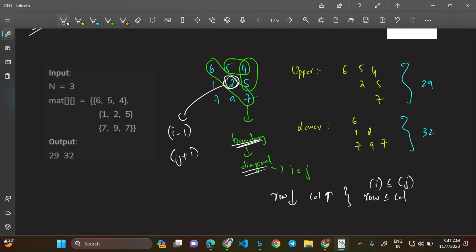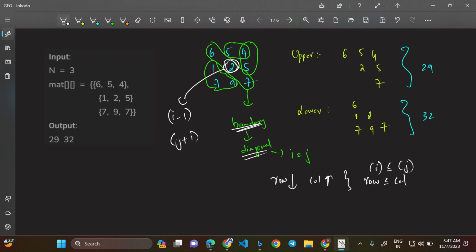Now what about the lower element? Let us take this element as the reference. If I say below to this, that means I plus 1, and if I say left to it, that means column is decreasing, j minus 1. So what can I infer from this? In total I should be greater than or equal to j, or row should be greater than or equal to column. If a particular element's row is greater than or equal to column, we can categorize it as a lower triangular element.